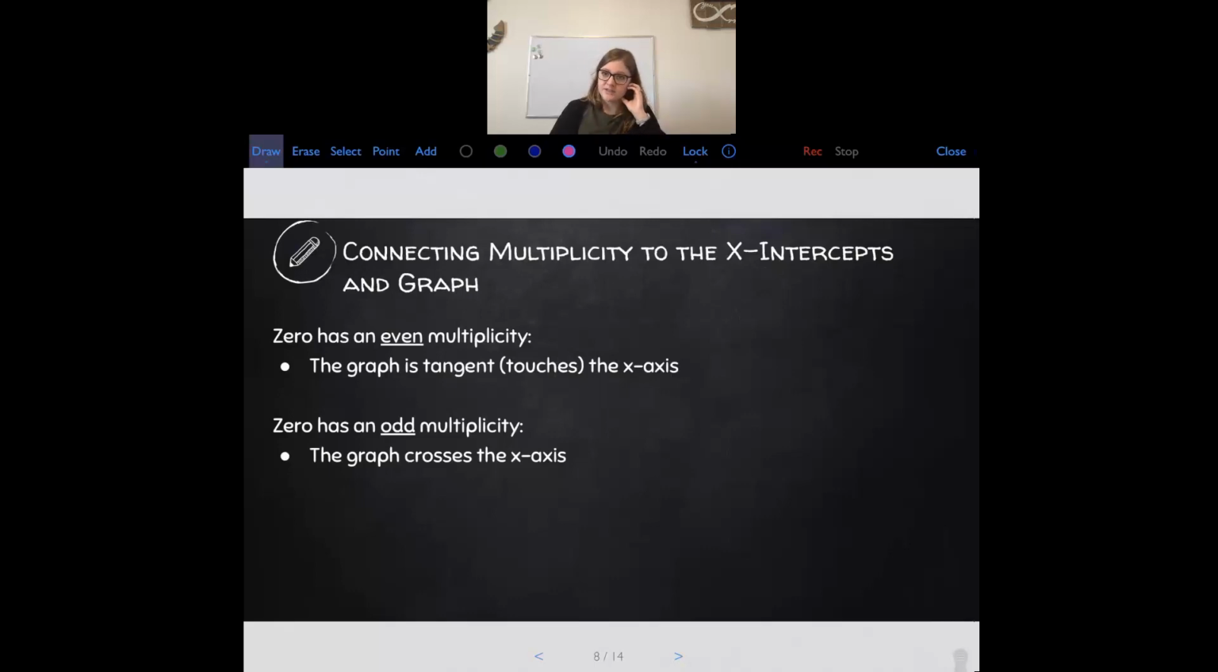And it also helps us, so in the last lesson we talked about end behavior, and we didn't know what was going on in between. But the zeros are going to help us figure out what's going on in between the end behavior.